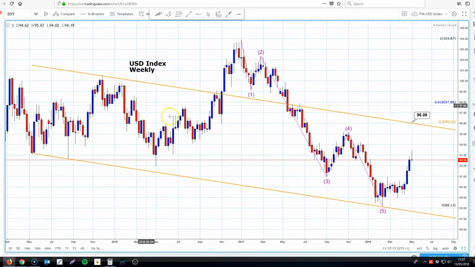So this would be the left shoulder, this would be the head, this would be the right shoulder, and obviously this would be the neckline, and it's also a 50% pullback level of this sell-off. So this is our medium-term target to then get bearish on the dollar once more.